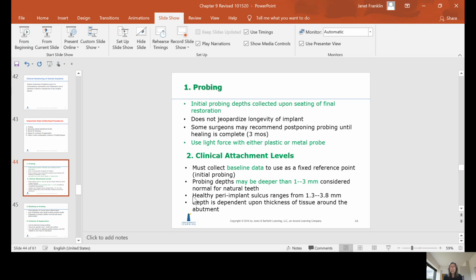Probing. Your initial probing depths are collected upon seating of the final restoration. So right after the restoration is seated, you should probe it.